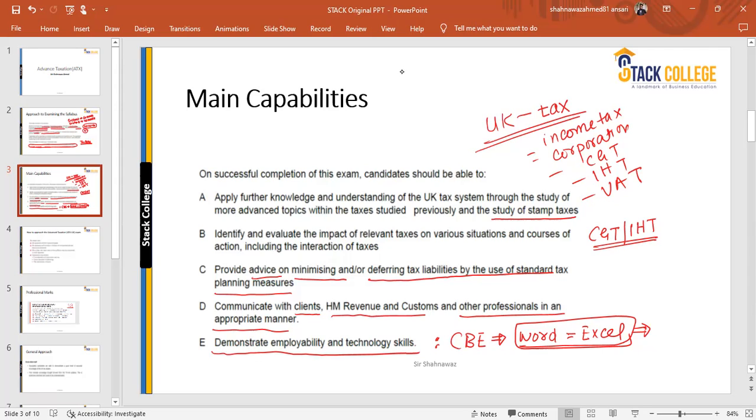This paper is very challenging in terms of time management, and students usually find it difficult to attempt the entire paper in 3 hours. So time management is the key. You have to learn how to attempt questions within the time frame. If you have questions or queries, meantime, you can write in the chat box, and I will try to answer you during the session as well.